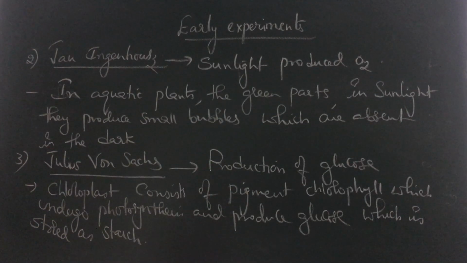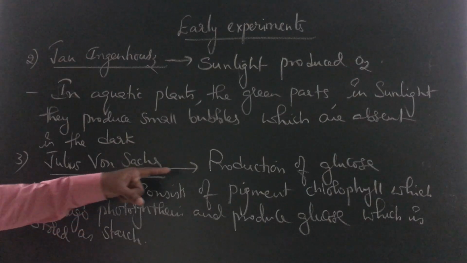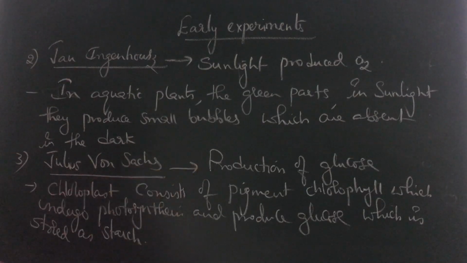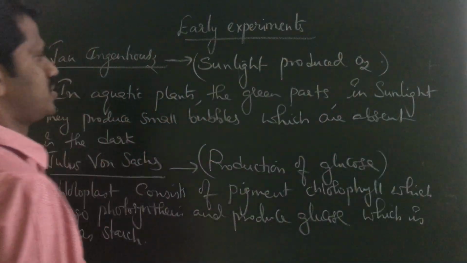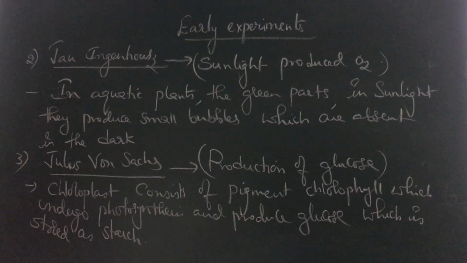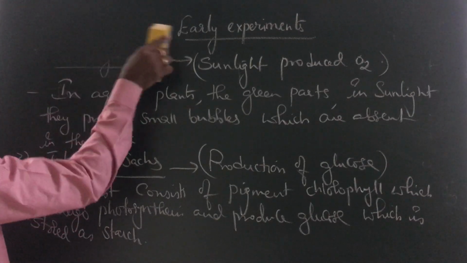So that is what Julius von Sachs stated, in the year 1854. So production of glucose is the main thing. Here sunlight produced oxygen. Glucose is produced during photosynthesis and stored in the form of starch. That is his proposal. And next, T.W. Engelmann. The next scientist.